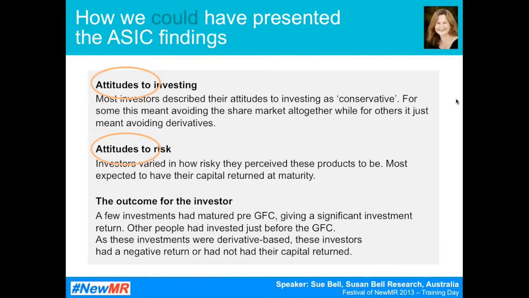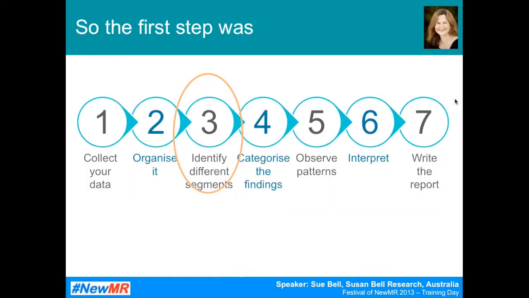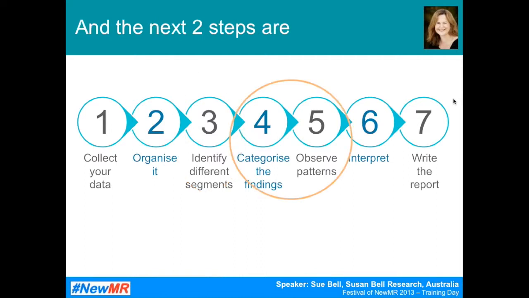So what we've done, let's just go over here. Okay, so our first step was to identify characters, different segments of the population, risk seekers, risk avoiders. What we need to do next is to categorize the findings and observe patterns in that data, which is going back to the answers to contemporary market research questions format here.